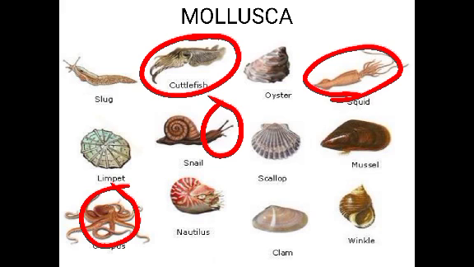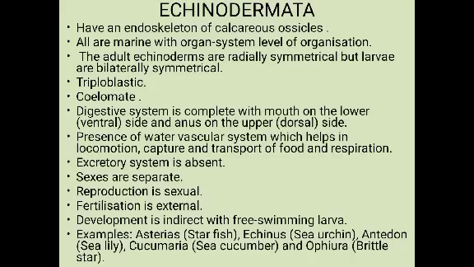So these all are some of the examples of Mollusca. Okay. Next phylum is Echinodermata. Echino means what? Hedgehog or spiny. Derma means skin. So these are spiny skinned organisms.